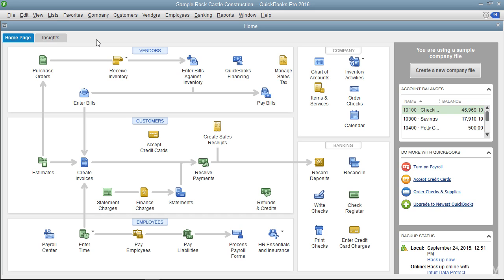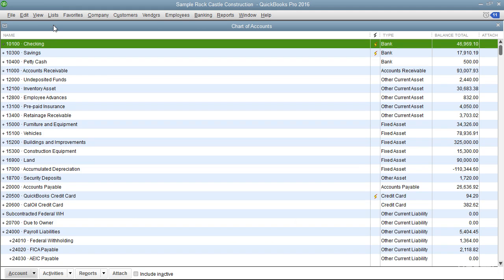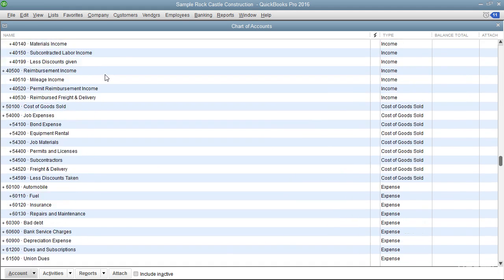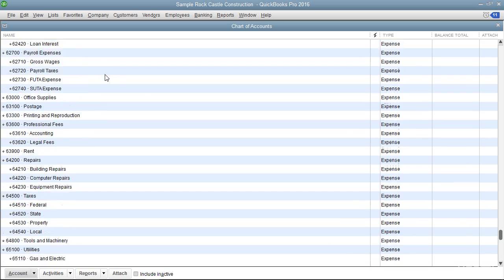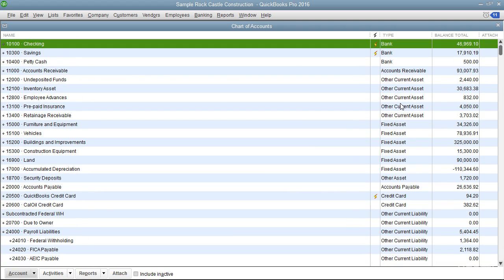You can open the chart of accounts by selecting Lists, then Chart of Accounts from the menu bar. Your chart of accounts shows the names of the accounts used by your company, the account type, like income or bank or one of the many other account types, and the current balance of the account. There is a column called Attach, which shows any attached documents associated with the account.